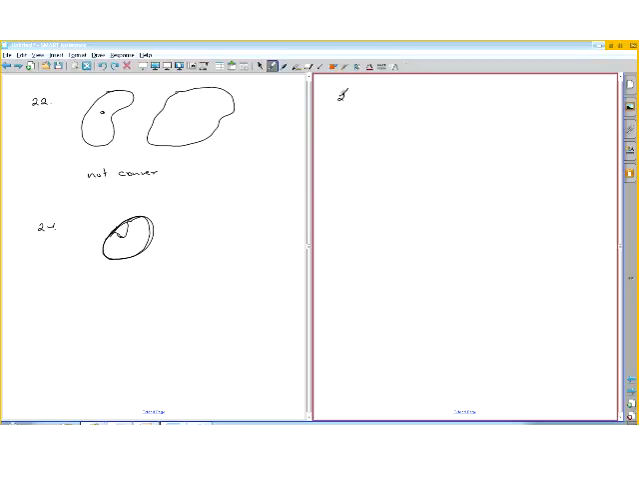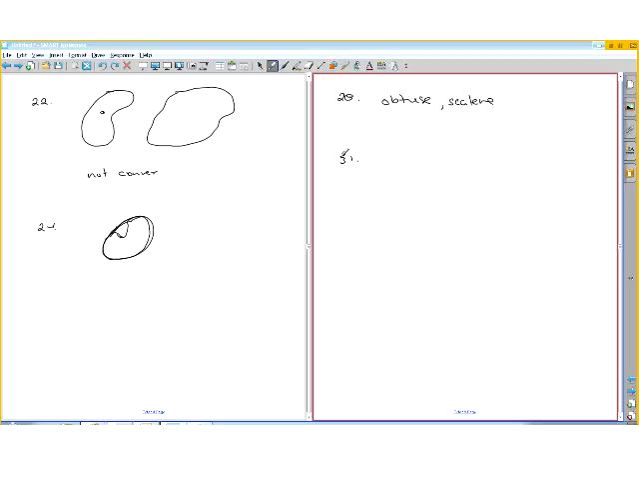Okay, so we'll go now to 28. Classify each triangle as acute, right, or obtuse, and also classify as equilateral, isosceles, or scalene. So 28, if you look at that figure, what do we see? Well, all three sides are different lengths, so that means it's scalene. And we have one angle that is greater than 90, so that makes it obtuse. So it's obtuse and scalene.